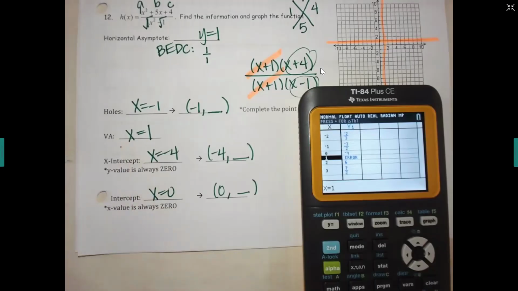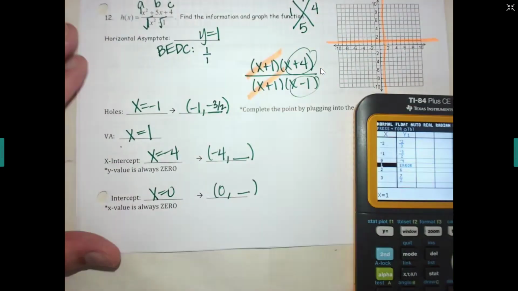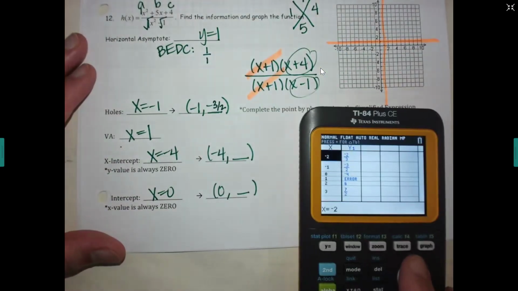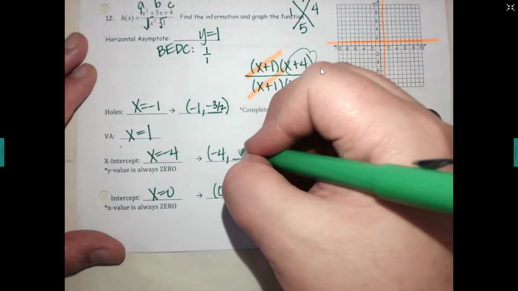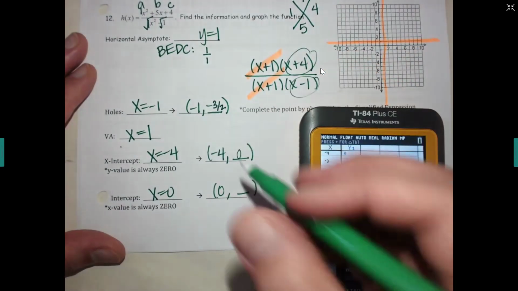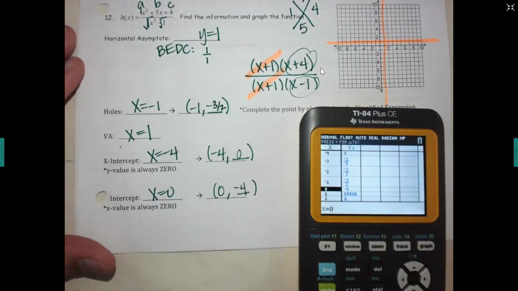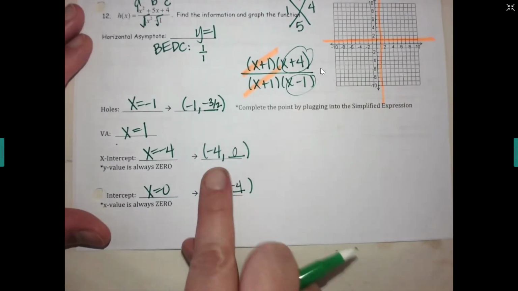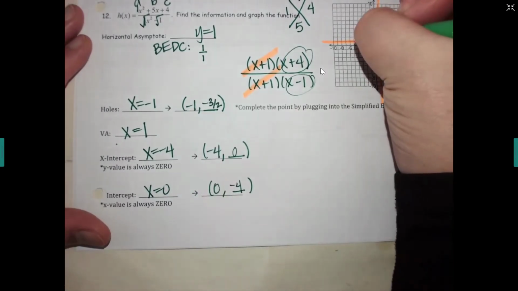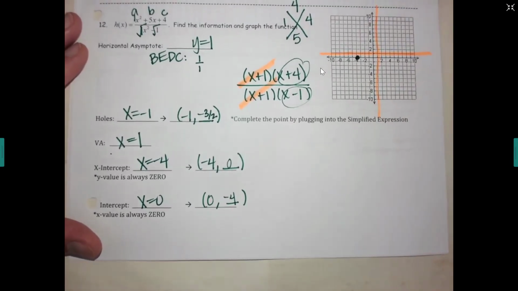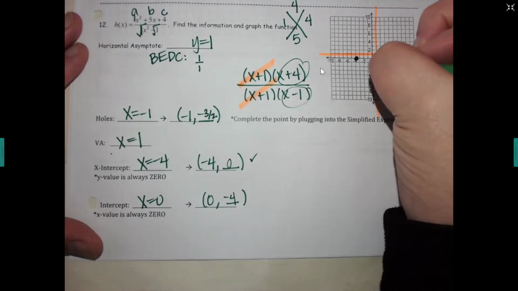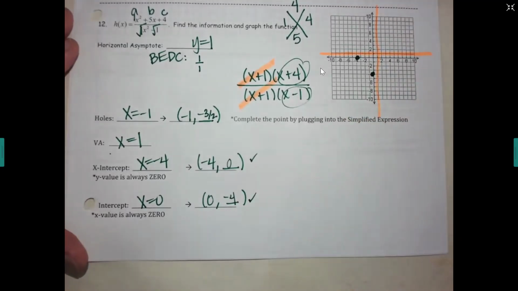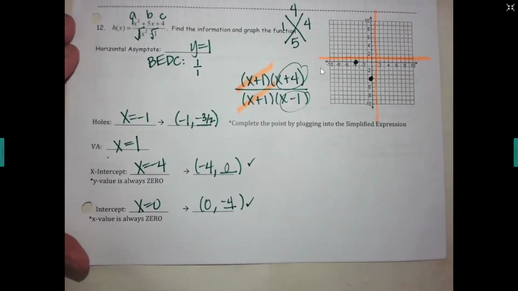Okay, for -1, my y value is a -3/2. For -4, my y value is a 0. And at 0, my y value is a negative 4. So let's plot those on our graph. -4, 0 is here. You can check it off if you want that we did it. 0, -4 would be here. Okay, my x and my y intercepts are plotted.